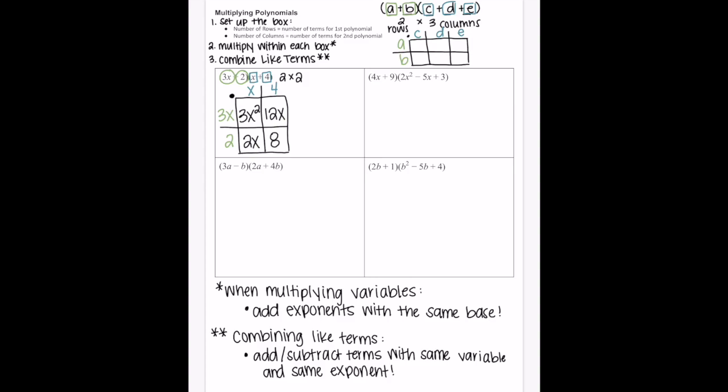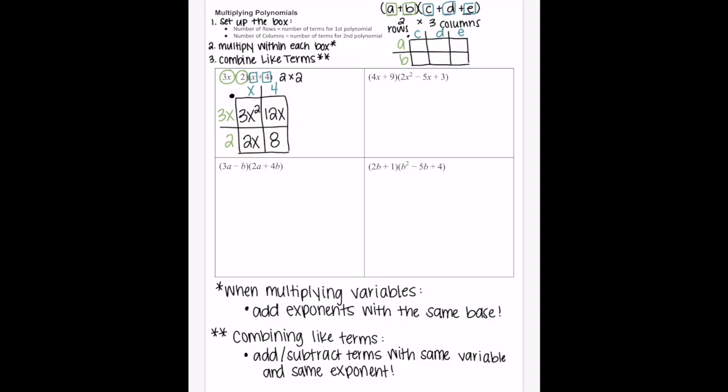Now we are going to combine like terms, but I want you to notice that your like terms typically are going to be in the diagonal. And remember that when you're combining like terms, you can only add or subtract terms with the same variable and the same exponent. So we have 3x squared, 12x, and 2x, but we can't add all of them together. We can only add the terms that have x to the first power.